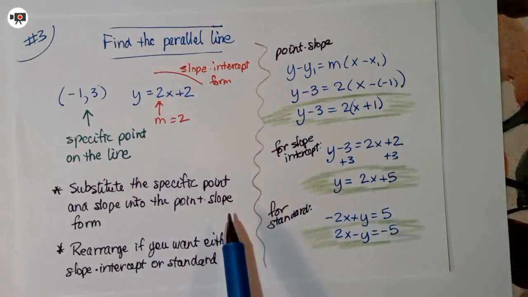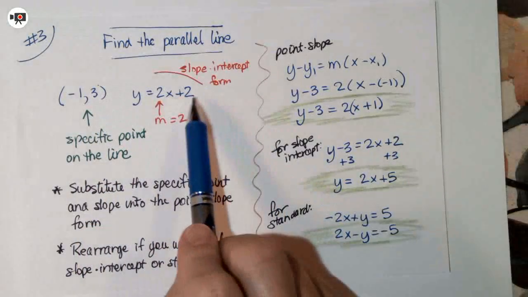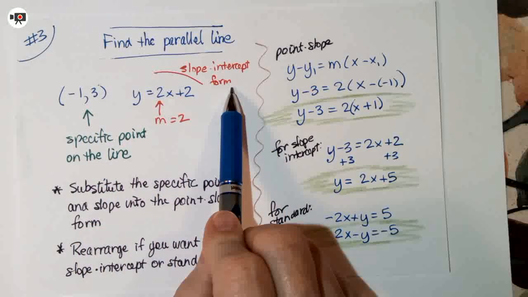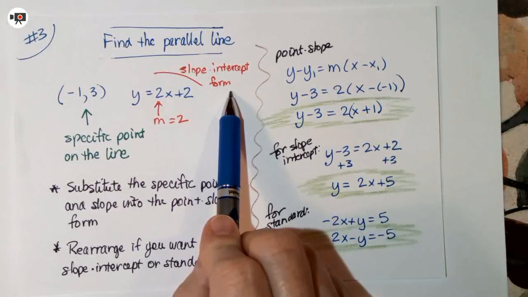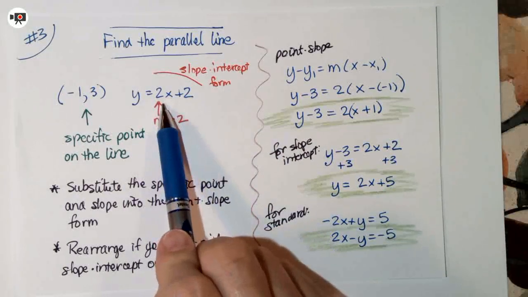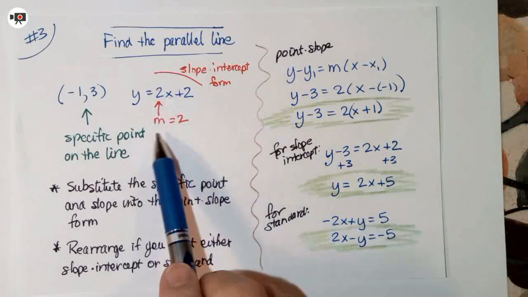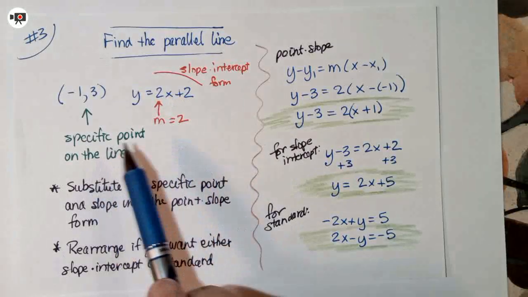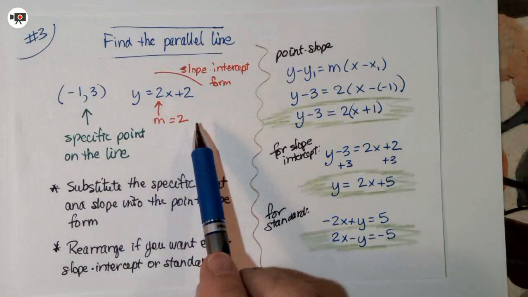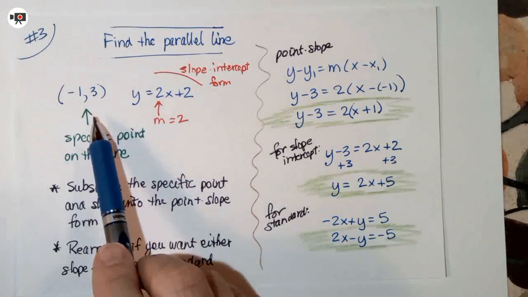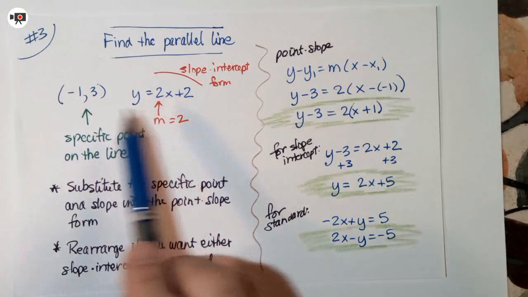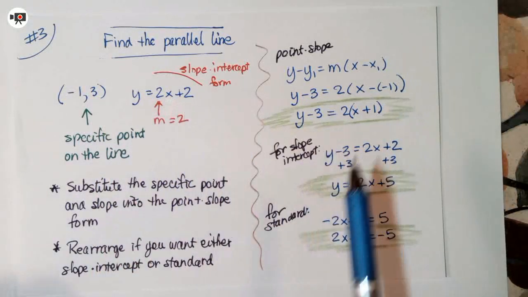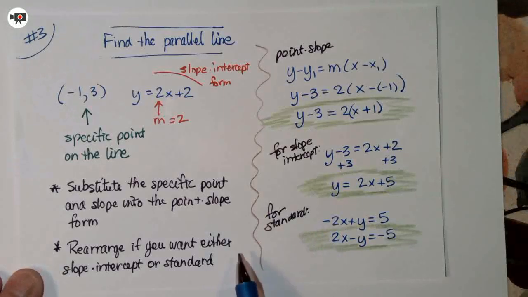How are we going to do it? Well, this is in slope-intercept form. Yay! It's easy to spot the slope. There it is. The slope is 2. So the slope of the parallel line will also be 2, and we want it to go through that point. Oh, wait. Point, slope. Ah, yes. I'm going to use the point slope form and then rearrange it to whichever form you want.